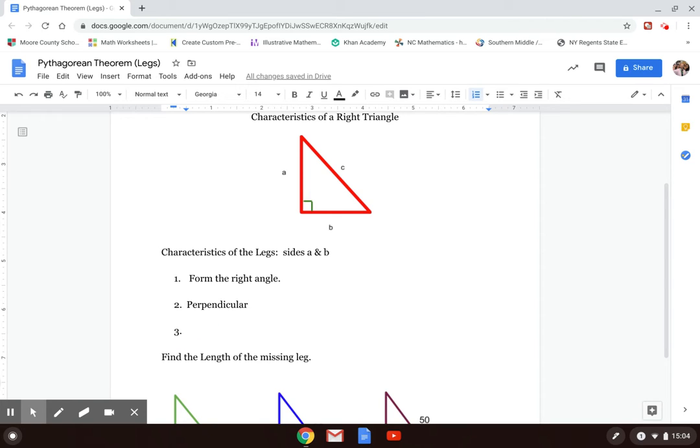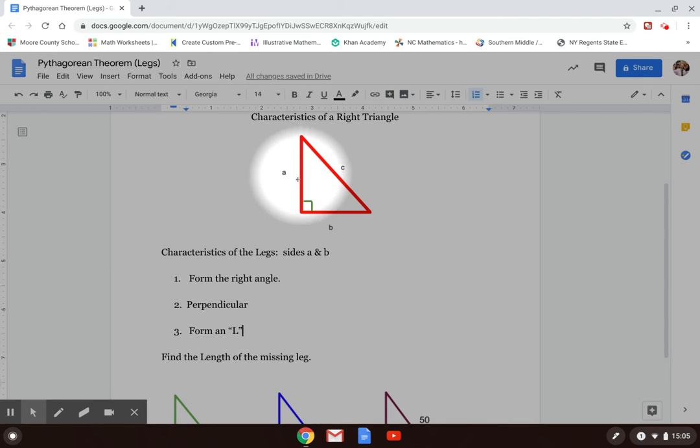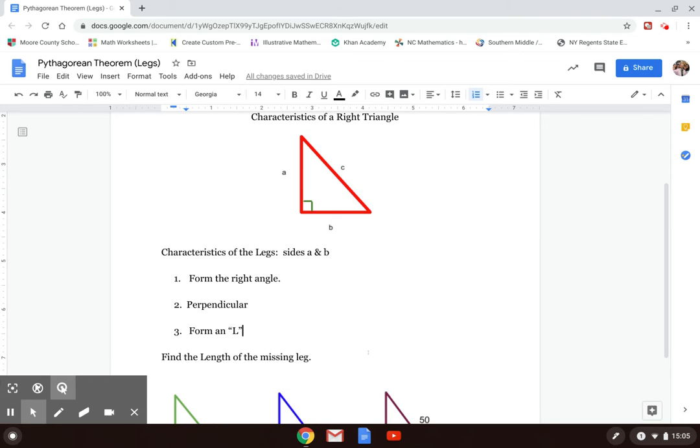And then the last thing that we want to notice is that they also form an L. This is one way that you can avoid confusion between what is the hypotenuse and what are the legs: if you follow the cursor, you can go down and to the right, and those legs always make the L of the right triangle. So that's three characteristics that should help to keep you from getting confused or mixed up about the differences between the legs and the hypotenuse.